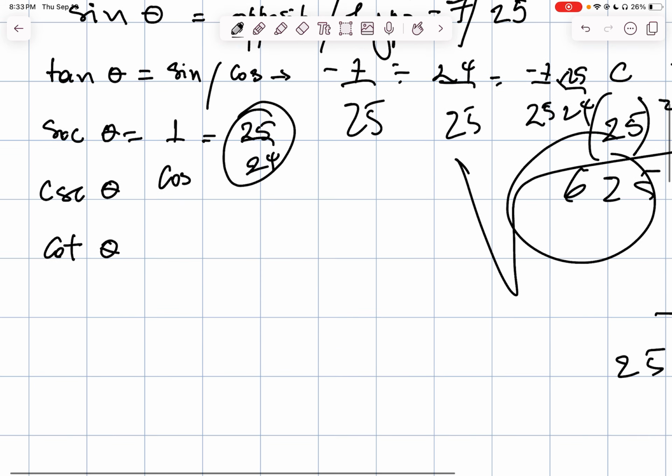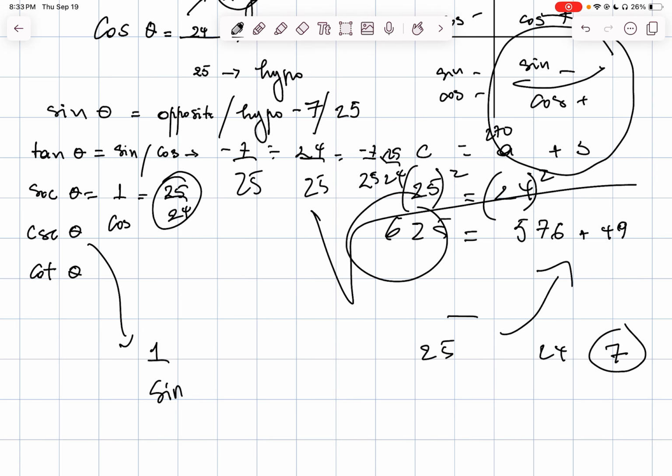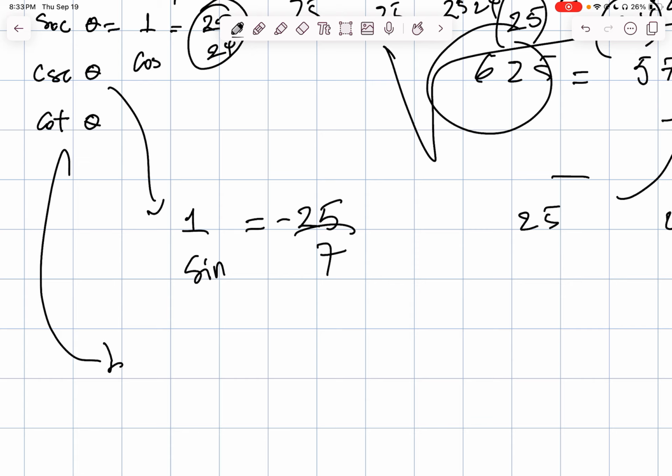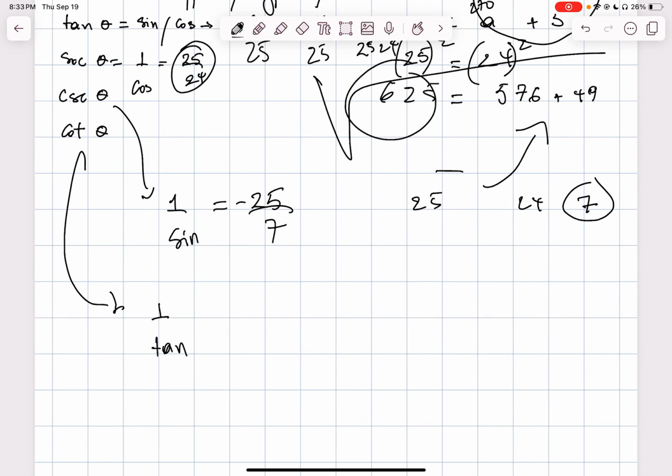This final answer: cosecant will be 1 over sine. And then your sine is equal to minus 7 over 25. This time it's going to be equal to minus 25 over 7. And your cotangent will be the relationship with the tan, so it's going to be 1 over tan, and whatever you get from calculating the tan up there, you're just going to flip it and it's going to be your result for cotangent. I know this was really, well, not simple, but you guys can do it.